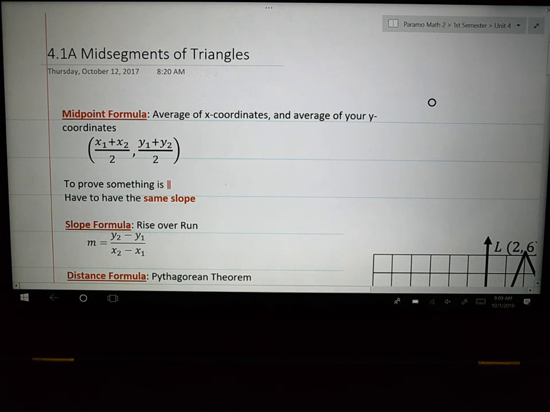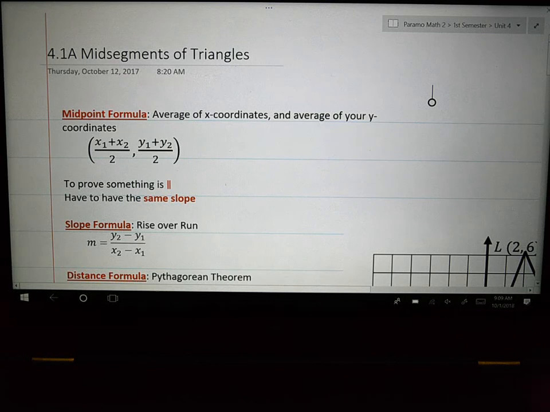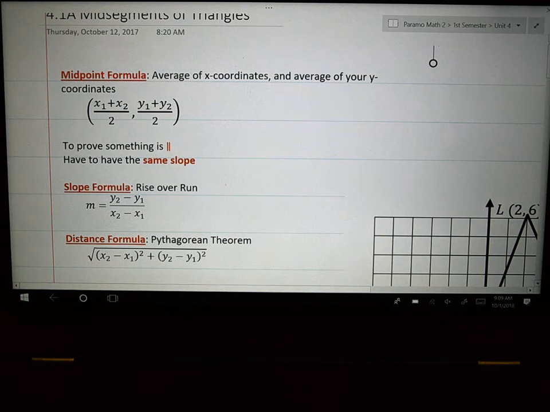4.1a midsegments of triangles. In Unit 4, instead of proving triangles congruent, now what we're going to do is some properties and theorems about triangles. Everything you learn in Unit 4 will have something to do with a triangle. There's going to be some pretty cool stuff, well, I think it's pretty cool, but I'm a math nerd, so that goes without saying. Anyhow, I'm going to hopefully show you some different properties about triangles, things that you probably have never thought of or done before.